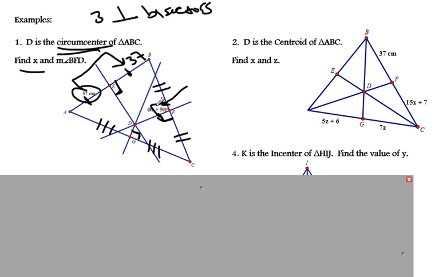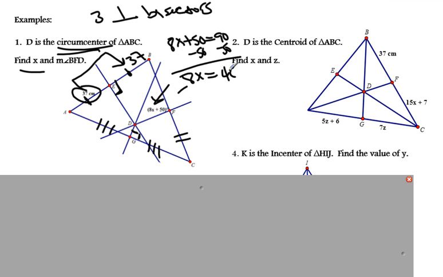This is a right angle, so this too is a right angle. And a right angle is equal to 90 degrees. So this angle, 8x plus 50, is equal to 90 degrees. I'm going to subtract 50 from both sides of my equation. So I get 8x equals 40. Divide by 8 on both sides of my equation. So x equals 5.